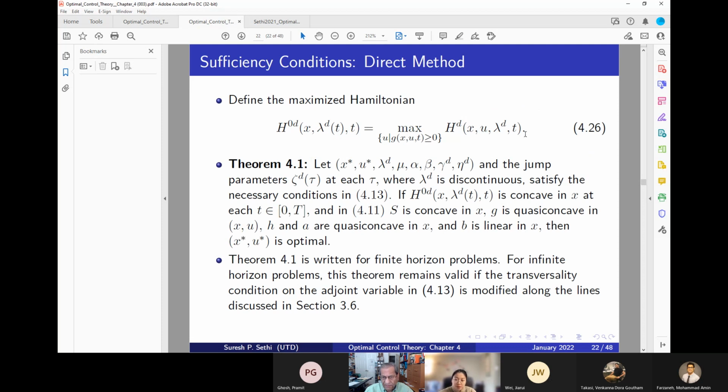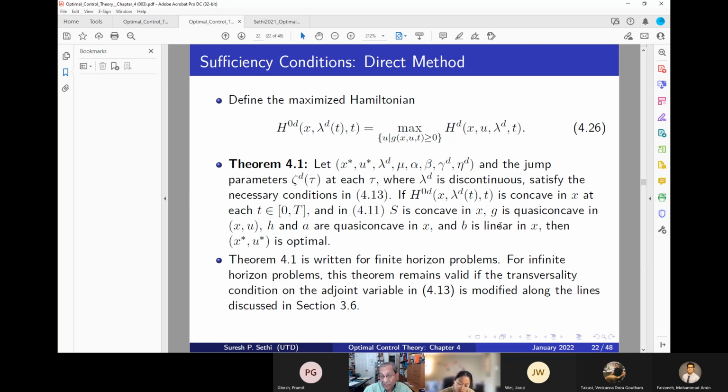Max sufficiency conditions are similar to what we did in chapter 3, as long as the jump parameter lambda at each tau is discontinuous and satisfies the necessary condition. So these all satisfy the necessary condition, if the maximized Hamiltonian is concave, and in 4.11 S is concave, this is very similar to what we had before, and G is quasi-concave, again similar. H is the new thing here, but H also needs to be quasi-concave.